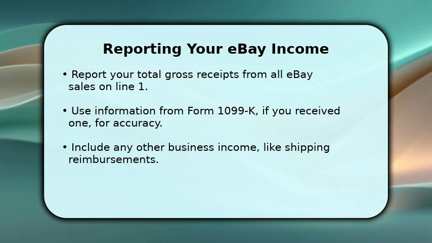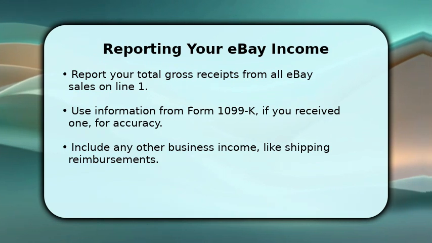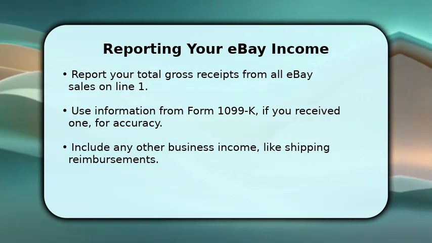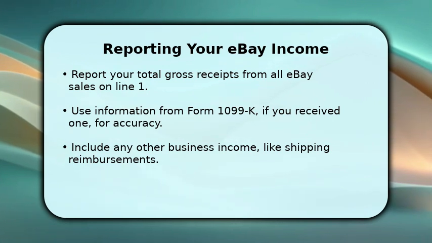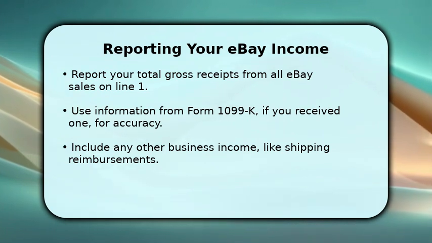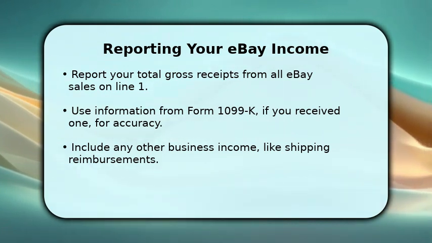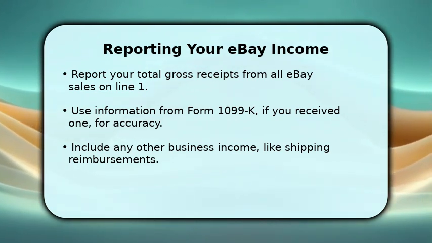Next, let's focus on reporting your income. You'll enter your total gross receipts from all eBay sales on line 1 of Schedule C. If you received a Form 1099-K from eBay or your payment processor, this document will provide a clear summary of your gross sales. Remember to include any other income related to your business, such as shipping reimbursements or sales of supplies.